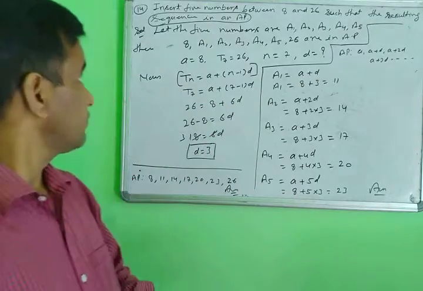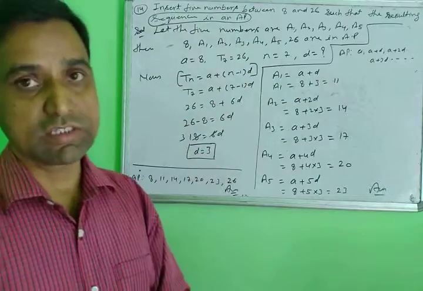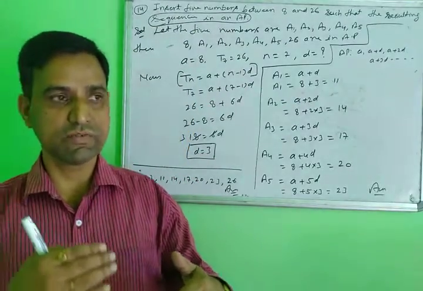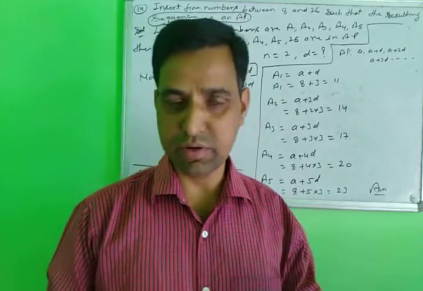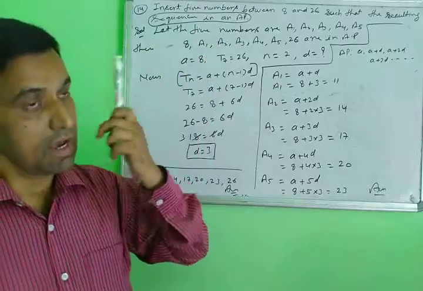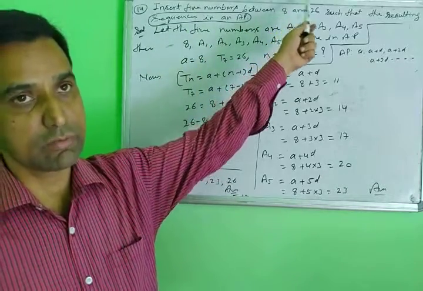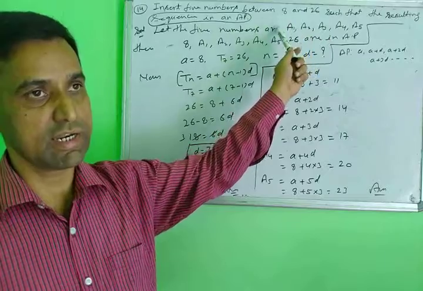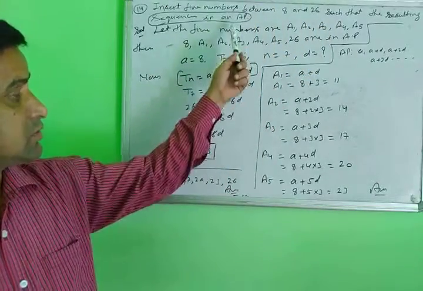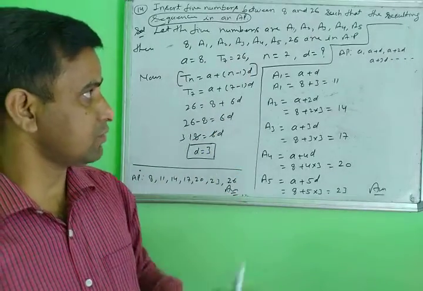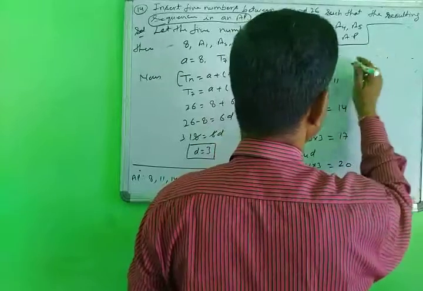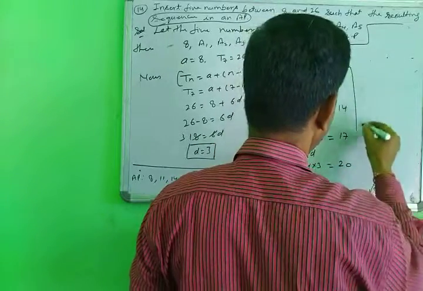First of all, in every question of this type, where you insert 5 numbers, 6 numbers, 7 numbers, or 10 numbers, and the sequence becomes an AP, and between them any numbers are given, like 8 and 26, 5 and 26, or 10 and 100, you will solve according to this way. Every question is solved in this way, and this is the general form of the AP.